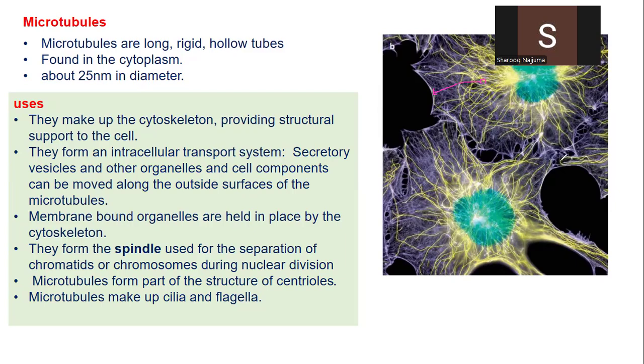Then membrane-bound organelles within a cell will be held in place so that they stay in position by the microtubules. Microtubules also form spindle that is used in mitosis to separate chromatids during nuclear division. You'll learn about the details of that later. And at the same time, microtubules make up cilia and flagella. We are going to look at cilia and flagella, and they also make up centrioles.